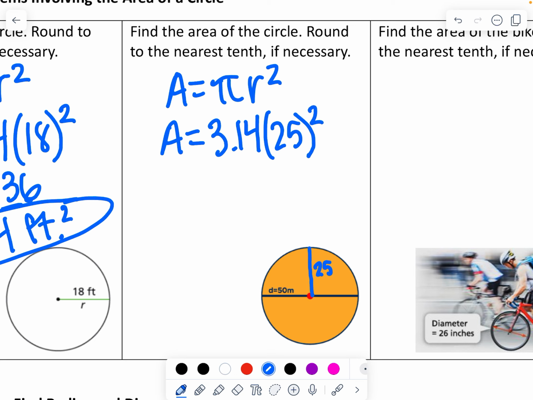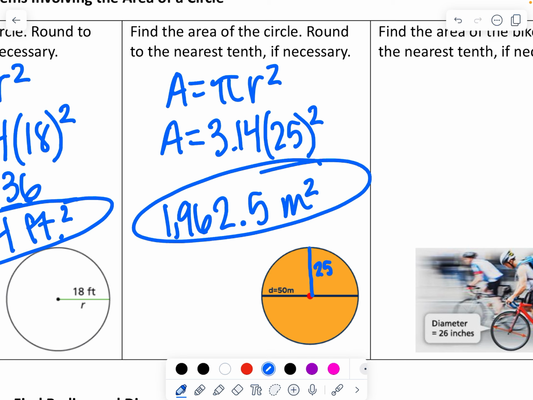And then you'll put that in your calculator. You'll do 3.14 times 25 squared. And this one is already rounded for us. It's 1,962.5 meters squared. And that's our final answer.